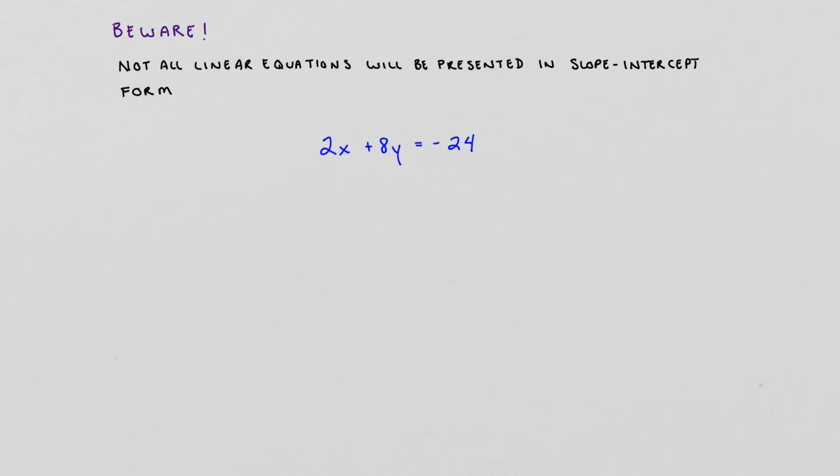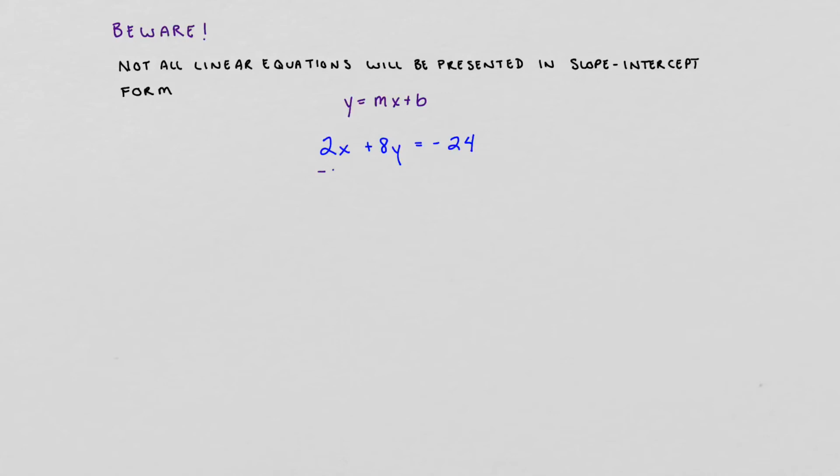For the next part of the lesson, I want you to be aware that not all linear equations are going to be presented in slope-intercept form, but that doesn't mean that we can't manipulate or rewrite it so that it is in slope-intercept form. The form that you're looking at right now, 2x plus 8y equals -24, is in standard form. Here's what we need to do to get this into slope-intercept form. Remember that slope-intercept is y is equal to mx plus b.